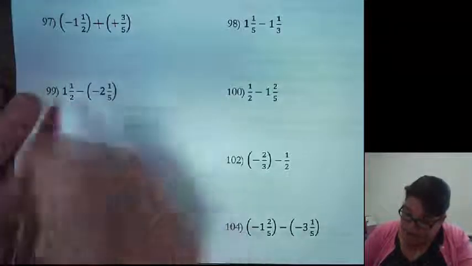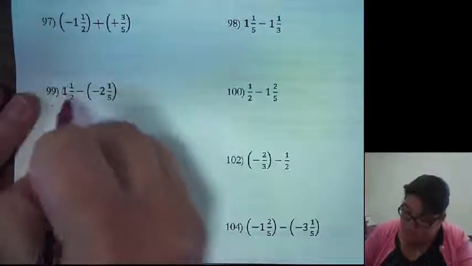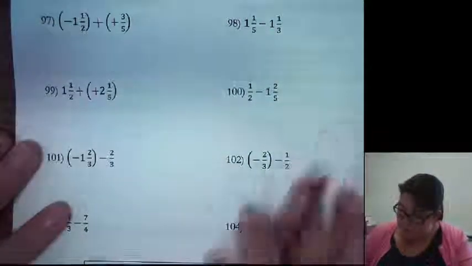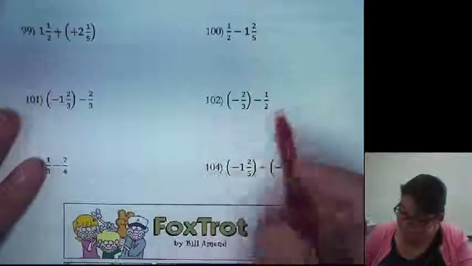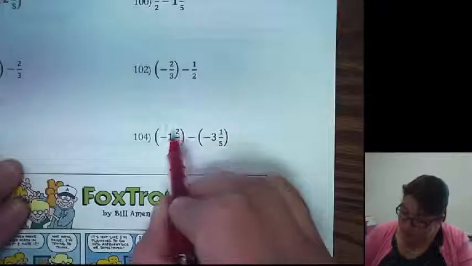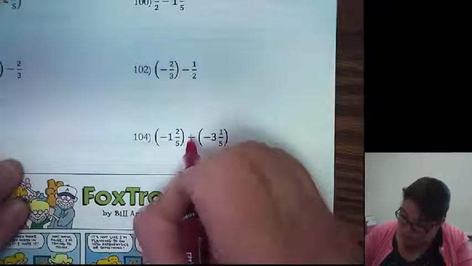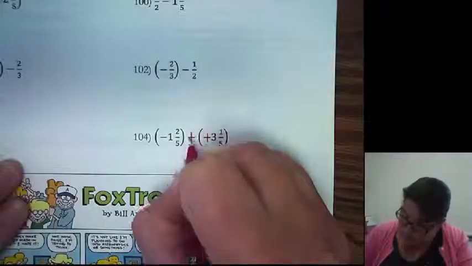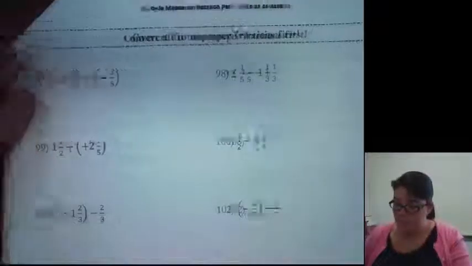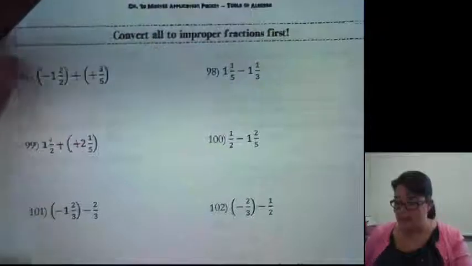Here I go again. I've got a fraction or a mixed number minus a negative. Change them to a positive. And on 104, I have this first part minus negative. Change them to positives. And it's okay if they have the parentheses in the middle. All right, so let's take a look at fractions.